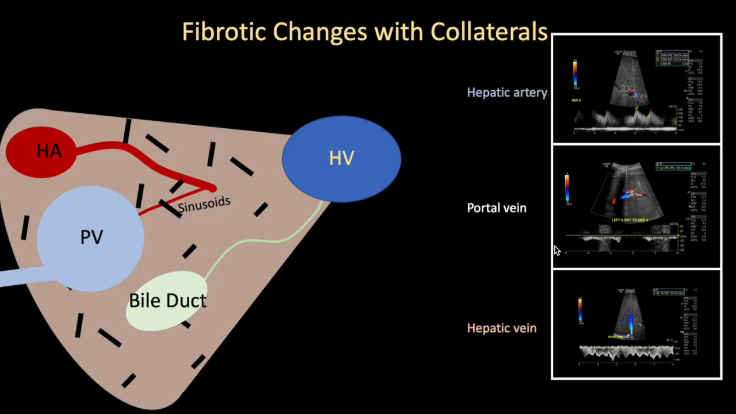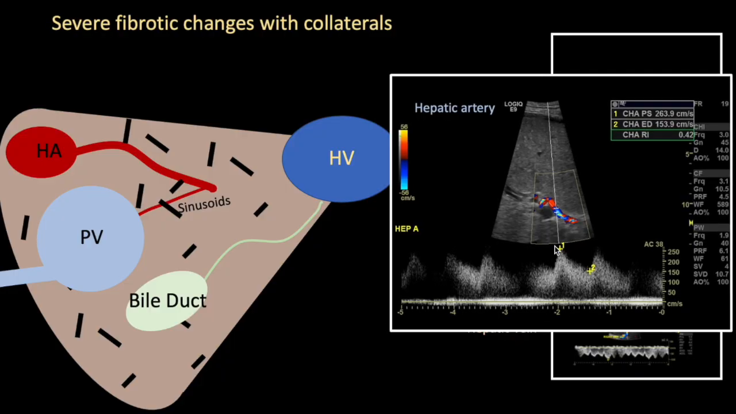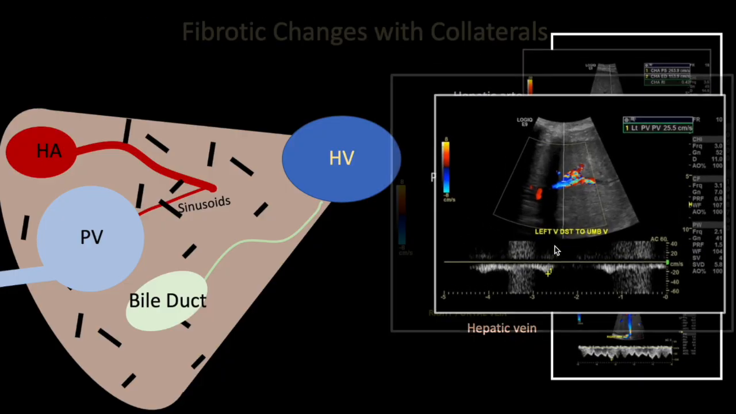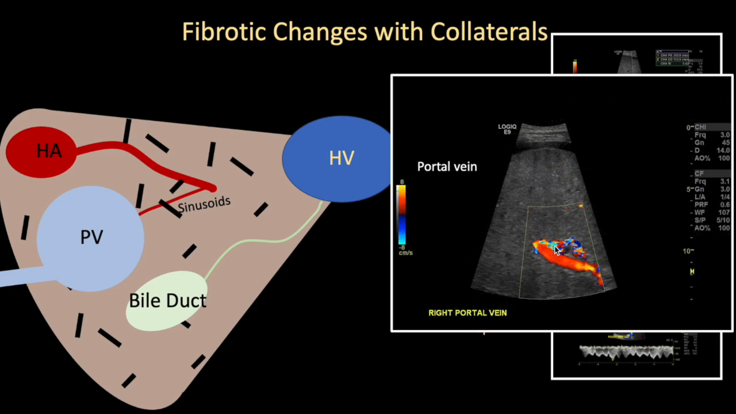The most common collateral vessel is going to be your coronary vein, which is your left gastric vein, but you can also get recanalization of the umbilical vein as well. And so here's, again, hepatic artery showing high velocity, and then you can see shunting of the blood from the portal vein to your umbilical vein, and we'll head in that particular direction.